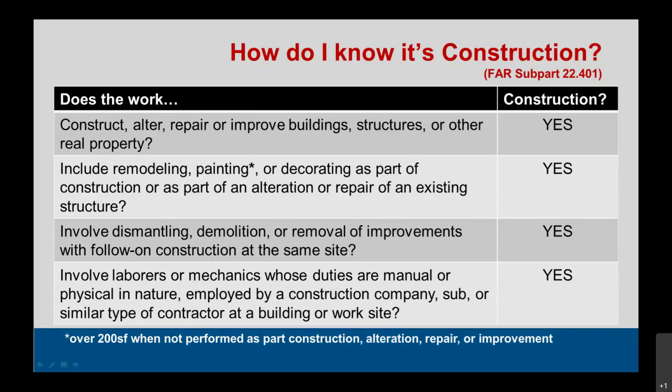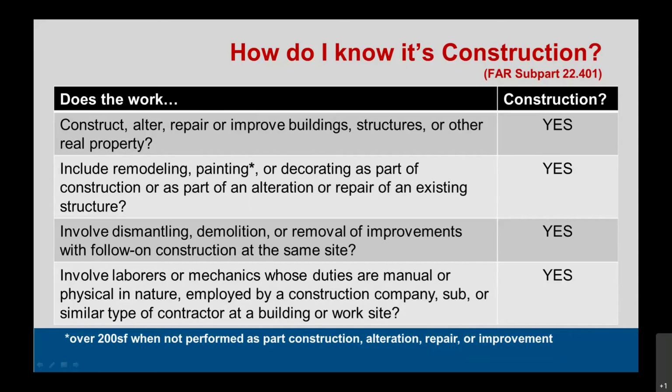construction, alteration, and repair means all types of work done by laborers and mechanics whose duties are manual or physical in nature. They can be employed by a construction contractor or its subcontractors as part of building or work at a site. It also includes dismantling, demolition, and removal of improvements when construction on the same site is anticipated under another contract. And it also includes painting, remodeling, and decorating when that's performed in connection with original construction or as part of alteration or repair of an existing structure.